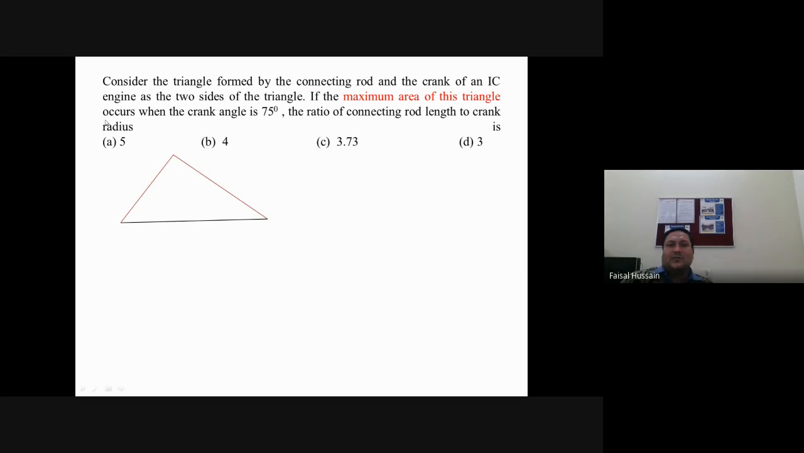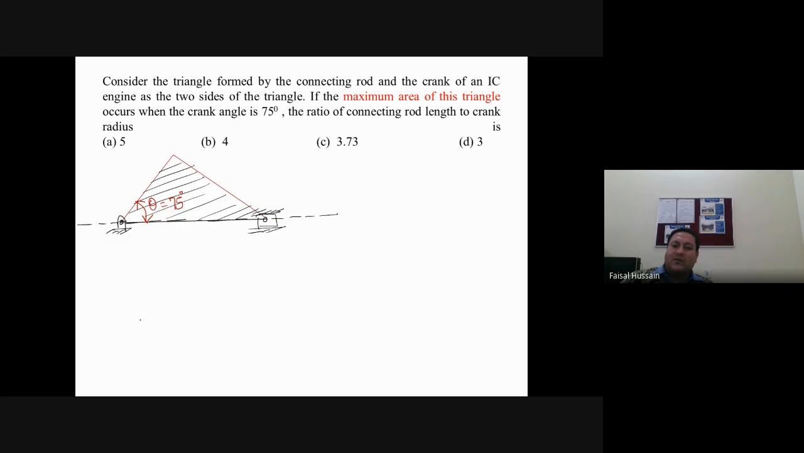Now the next problem. Consider the triangle formed by the connecting rod and the crank of an IC engine. So this is the free body diagram of a crank and connecting rod of an IC engine. If the maximum area of this triangle occurs when crank angle is 75, for example, if this is my crank and this is my slider, and this is the line of stroke, the question says that the maximum area of this triangle occurs when this angle theta equals 75 degree.